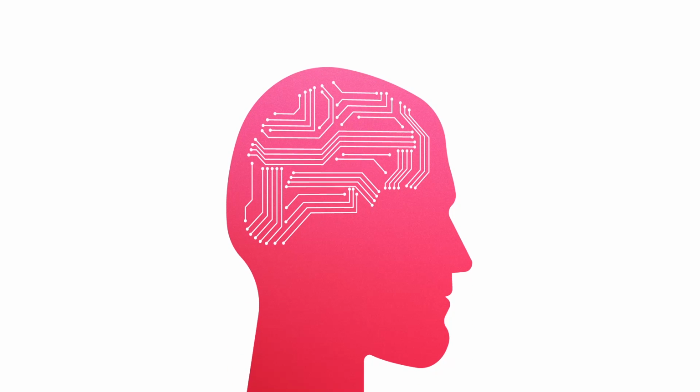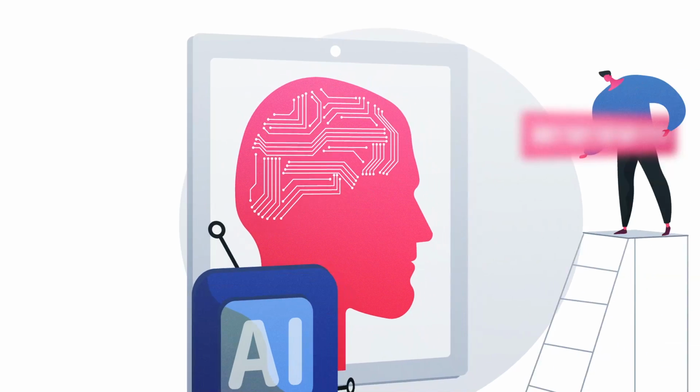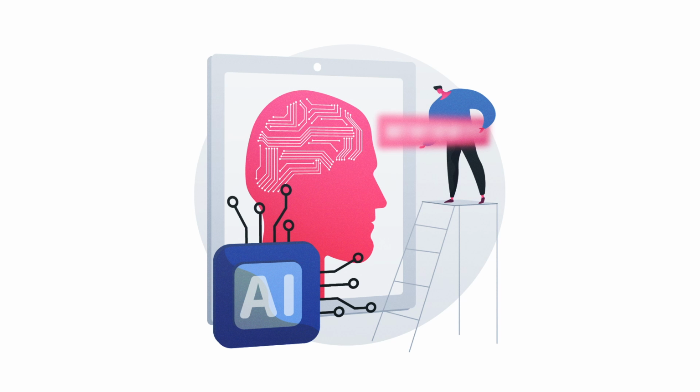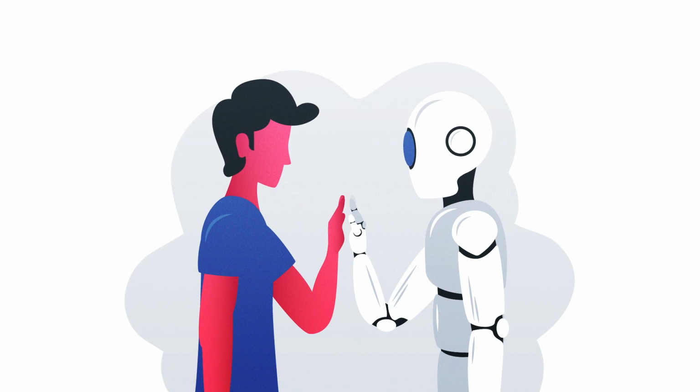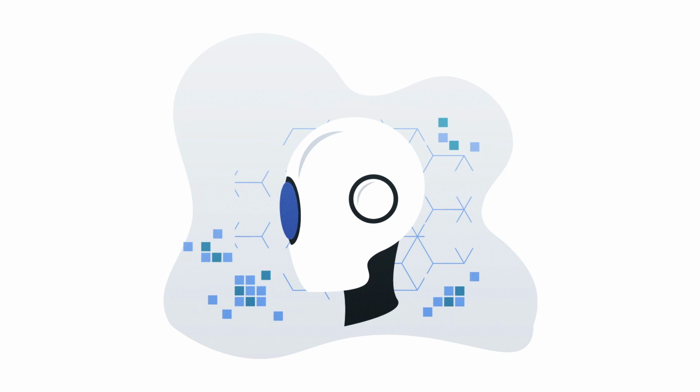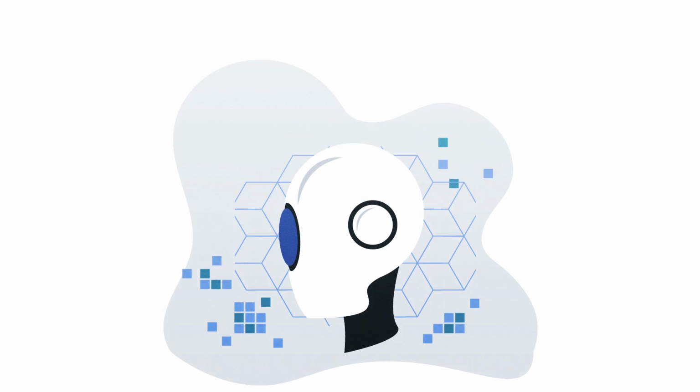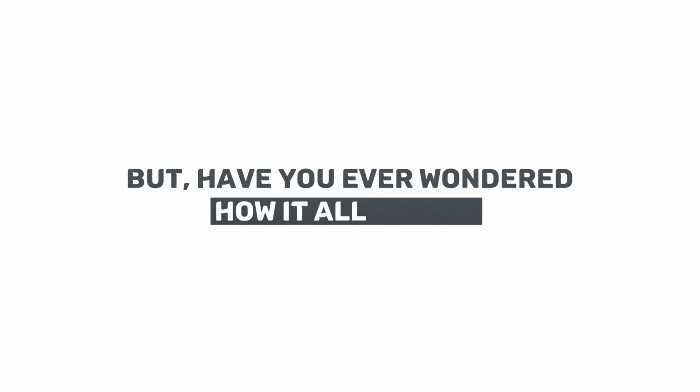Did you know that we're in the midst of an AI revolution, where the boundaries between human intelligence and machine cognition are blurring? AI is no longer a distant dream, but a remarkable reality, reshaping industries and revolutionizing the way we live. But have you ever wondered how it all works?